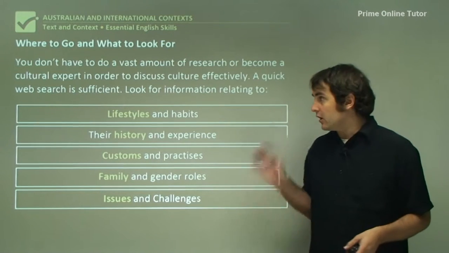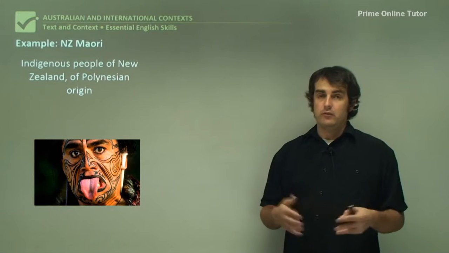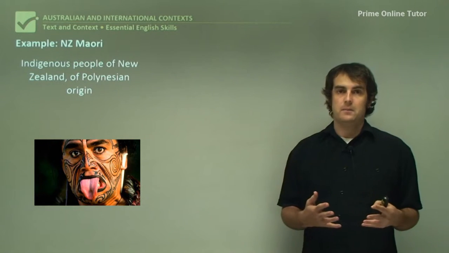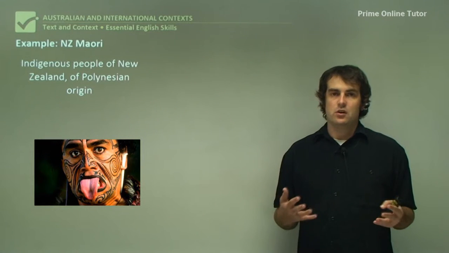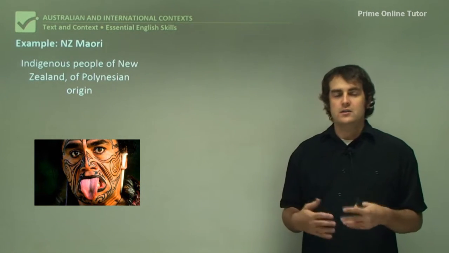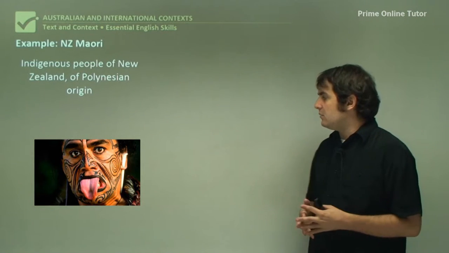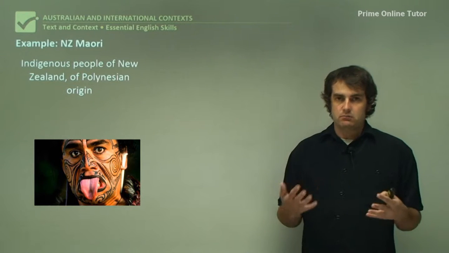Okay, and we're going to look at this in terms of an example. So we're going to look at, as an example, the New Zealand Maori. They're the indigenous people of New Zealand, of Polynesian origin. And when you think of a Maori person, you think of the image there: someone with tattoos on their face, their tongue out, and so forth.